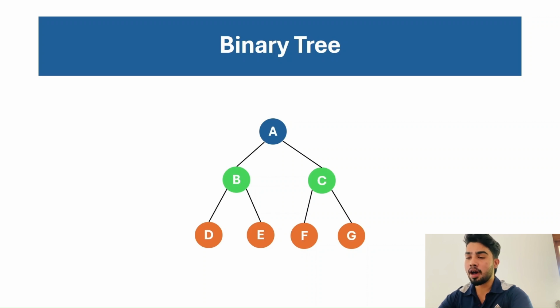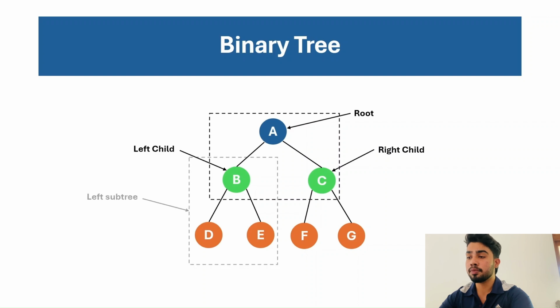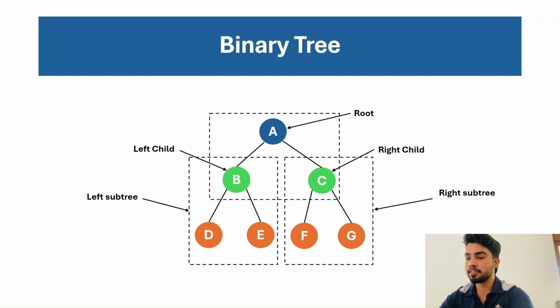A binary tree is a hierarchical data structure where each node can have at most two children. These children are called the left child and the right child. So as you can see here, A is the root node of the tree and the nodes B and C are the left and right children of A. Nodes D and E are children of B, where B becomes the root of the left subtree. And F and G are the children of C, where C is the root of the right subtree. This kind of structure is very common in data structures, databases and algorithms.